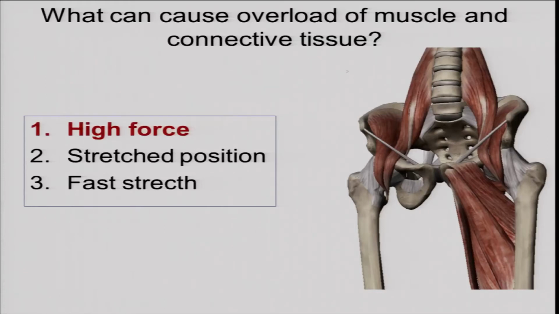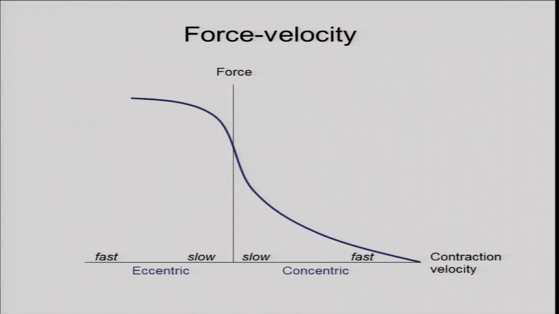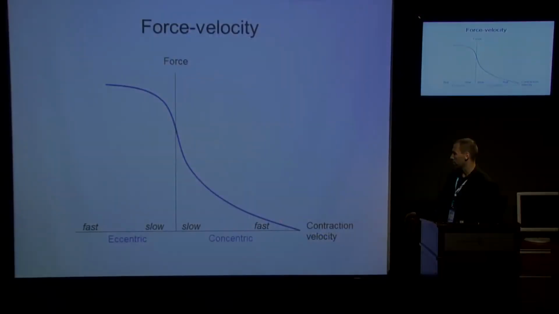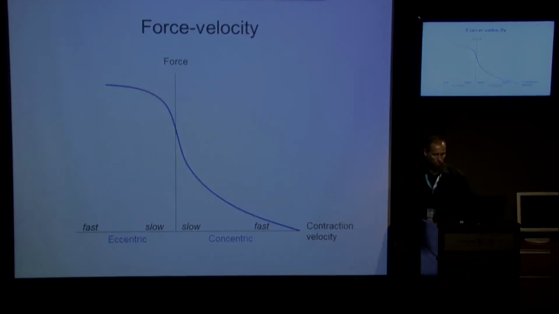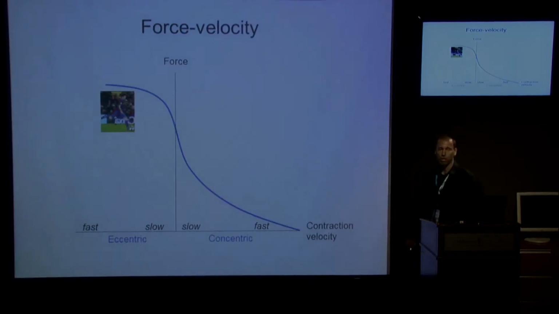The first one, with high force. When does that occur? This is a classical force-velocity relationship. So if you do a fast concentric contraction, you can develop very little force. If you do it slowly, we can develop more force, and we're even stronger during the eccentric contraction. And I want to show you today through the biomechanical analysis that during the soccer kick, we have high eccentric forces acting.